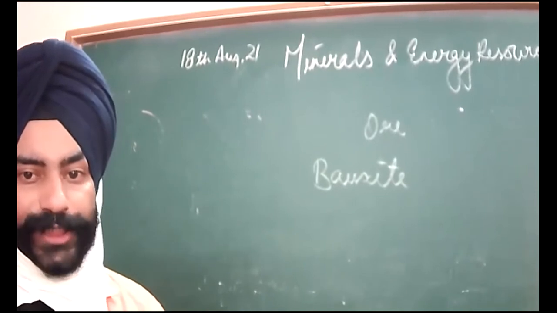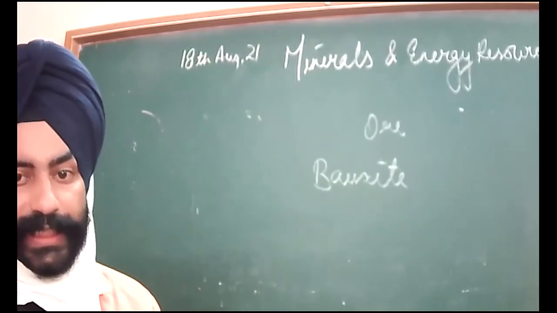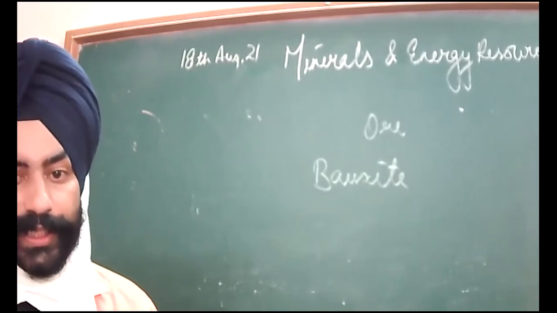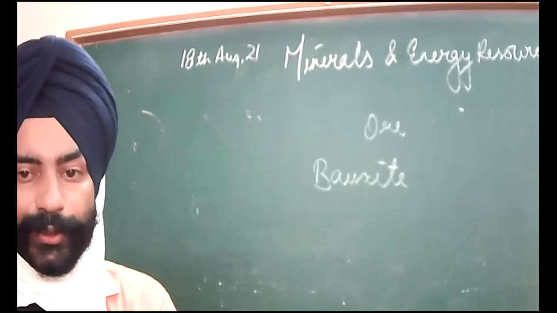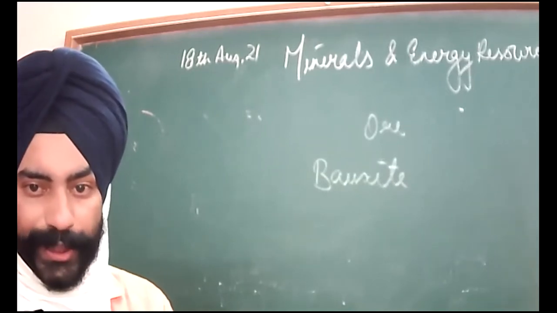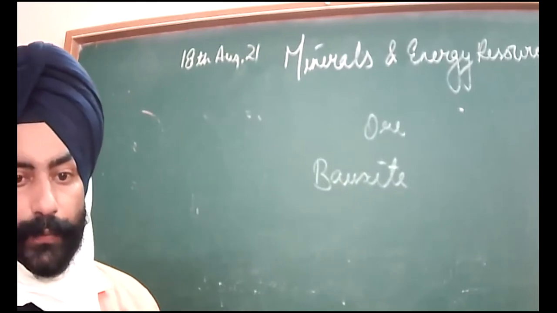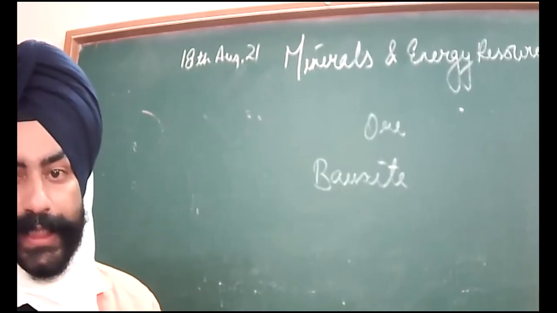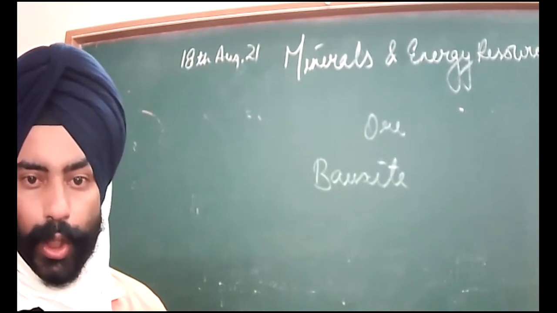Most minerals vary from each other. The differences in minerals generally occur due to, first, their color; second, hardness; third, chemical properties; fourth, mode of occurrence, which means the source through which we are extracting such minerals. Mode of occurrence, M-O-D-E. Occurrence, O-C-C-U-R-R-E-N-C-E.